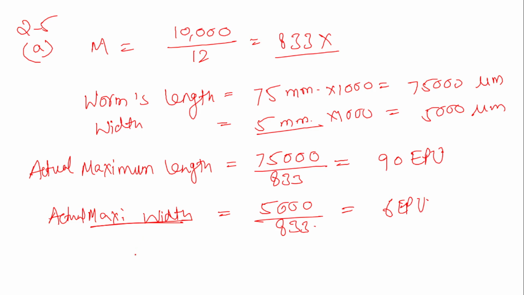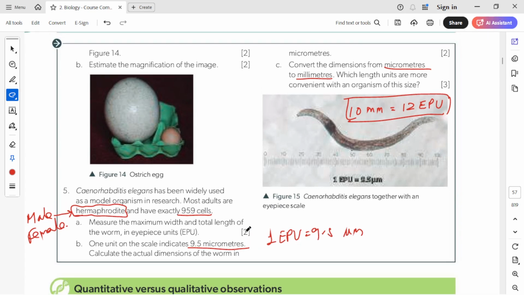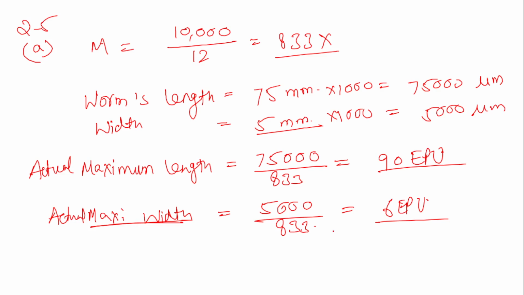Now the actual maximum width, we have found out in EPUs. If you want to find out this thing in the next question, let's see, 1 unit in scale indicates 9.5 micrometers. That means 1 EPU is equal to 9.5 micrometers. So calculate the actual dimensions of the worm in micrometers. So here we have found the answer in EPUs. Now we can convert it into micrometers.